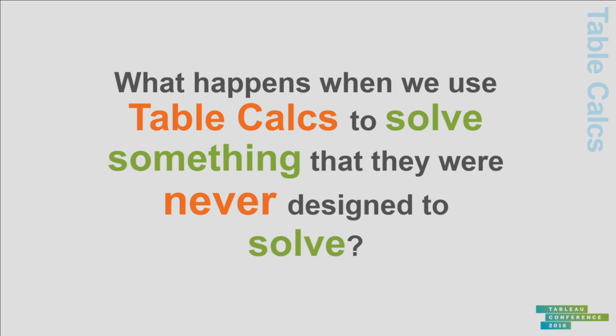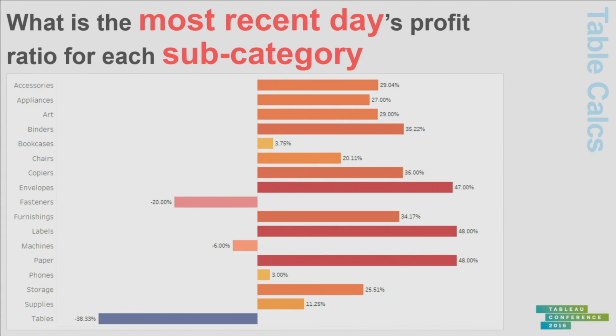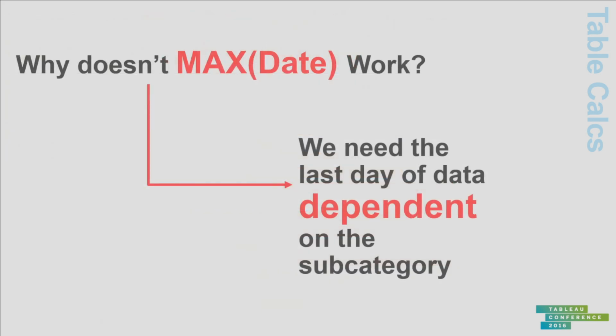So our next use case here is looking for the most recent day's profit ratio for each of my subcategories. So I have 17 subcategories, and I want to run an easy calculation, right? I just want to run the sum of profit divided by the sum of sales only for the last day of each of my subcategories. So why wouldn't I just be able to look at the max date? Well, we need the last day dependent on each of my subcategories, not my max date overall.